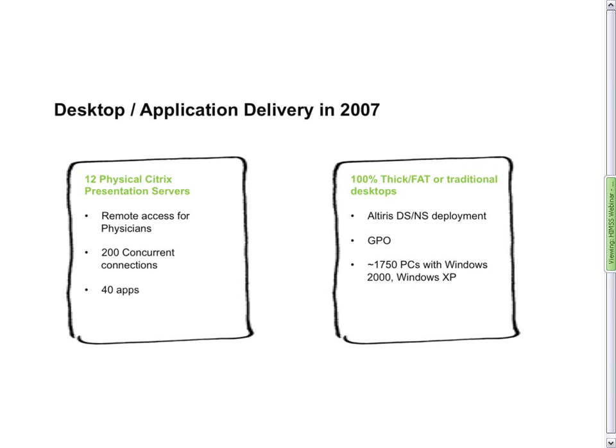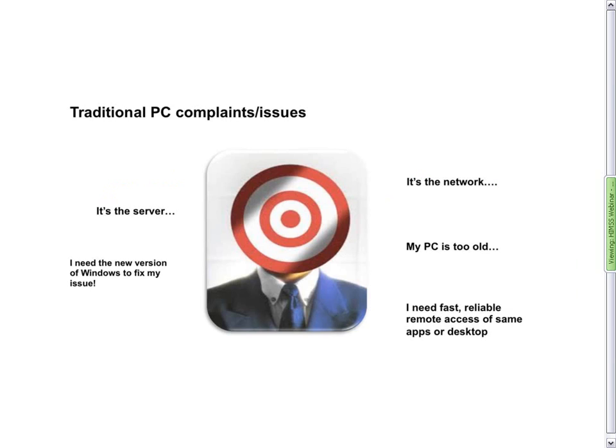Inside of our walls, we had traditional PCs and used Altiris for our application deployment and management of the desktop, and relied on GPOs. And so back then we had over 1,700 PCs with a mix of Windows 2000 and XP. And of course, with traditional PCs, you have issues about consistency: the PC is too old, it's the network, I need the latest version. And so dealing with all those complexities and having multiple standards and variations, we were always putting out fires and never able to get in front of the desktop experience.